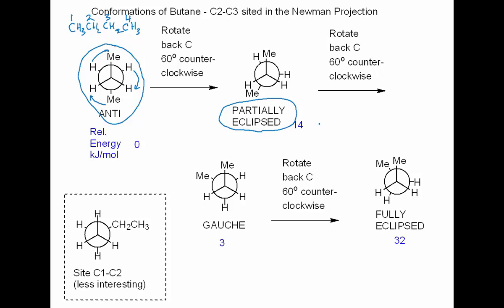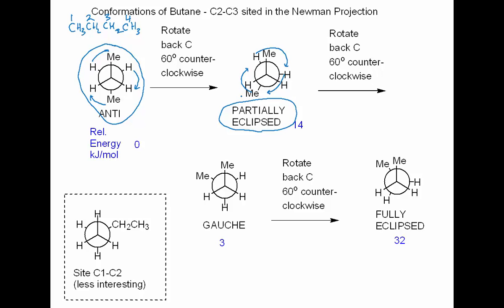And the energy of partially eclipsed relative to anti is 14 kilojoules per mole. So it's 14 kilojoules per mole higher in energy. Now I'm going to do another 60-degree rotation. So we're going to rotate this here, this one to here, and this one to here. When we do this rotation, this gets us to another staggered conformation, which is called the gauche conformation. The gauche conformation is only 3 kilojoules per mole higher in energy than the anti. We'll talk about the reason why it's a little higher in just a second.